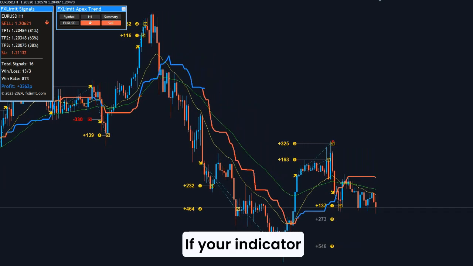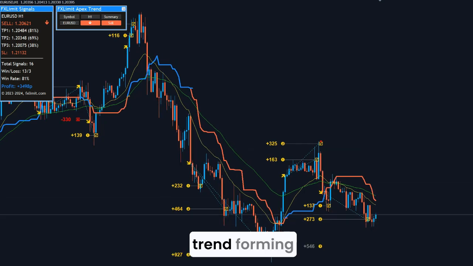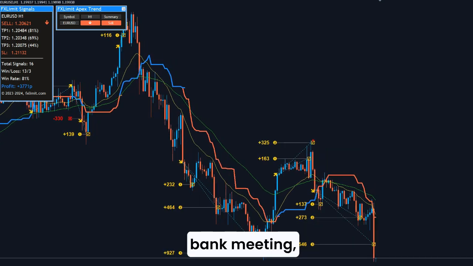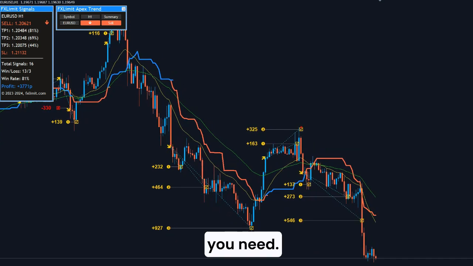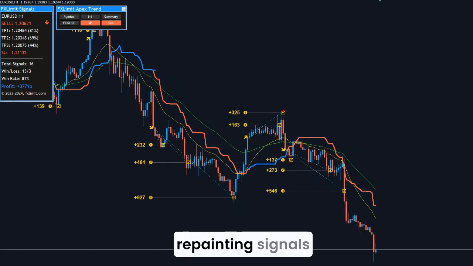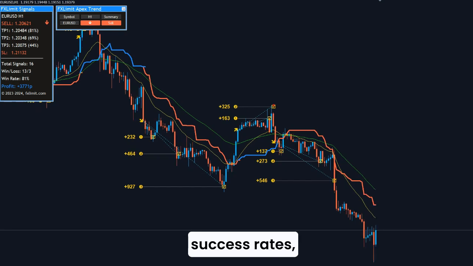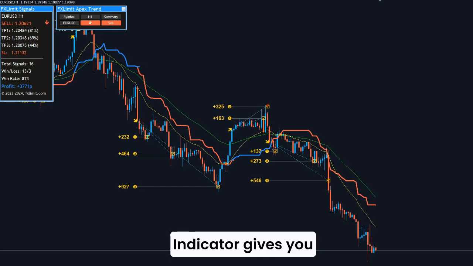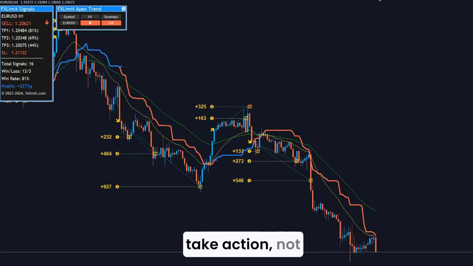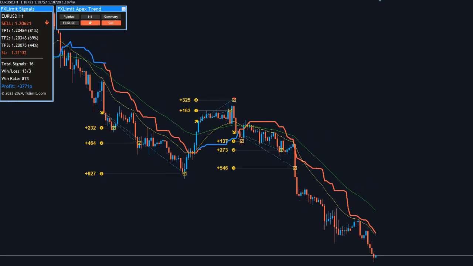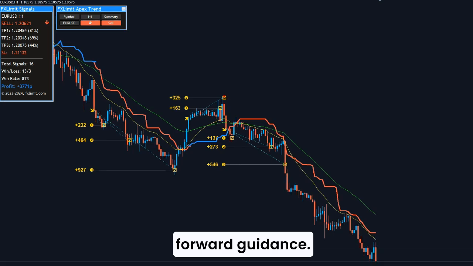If your indicator is showing a strong trend forming after a central bank meeting, that's often the confirmation you need. And with non-repainting signals and built-in success rates, the Apex Trend Indicator gives you confidence to take action, not second guess. Third on the list is forward guidance.